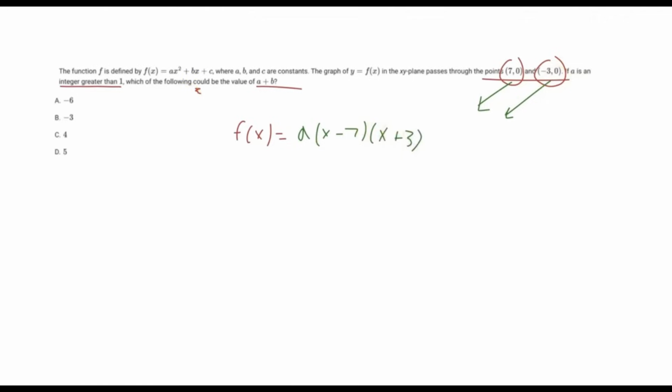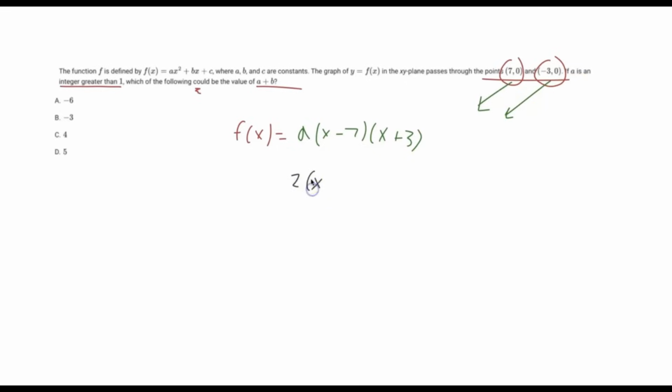That's interesting. But now to actually expand this out and actually get a value for b, what you might realize here is that we need to actually have a value for a. So it says a is an integer greater than 1. Well, what's an integer that's right above 1? Well, 2. So let's just have a value of 2 for a.